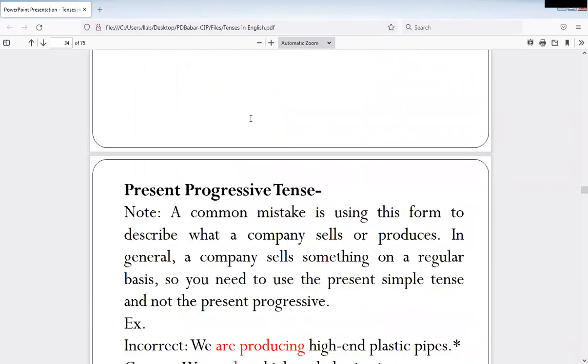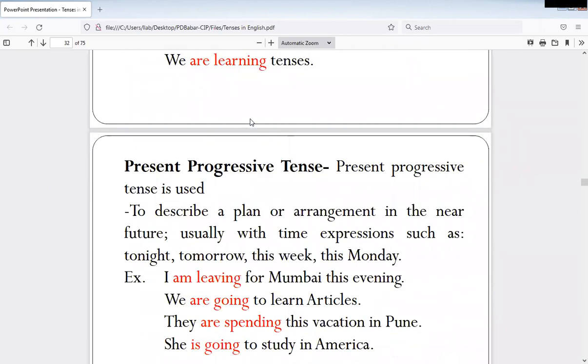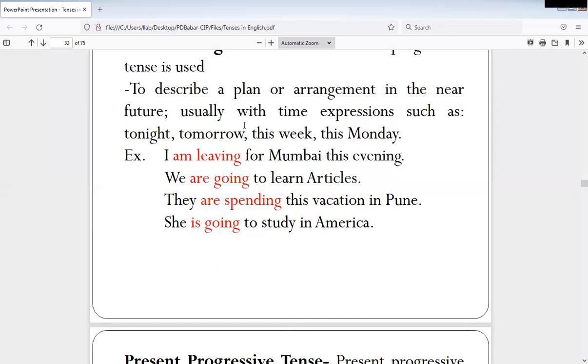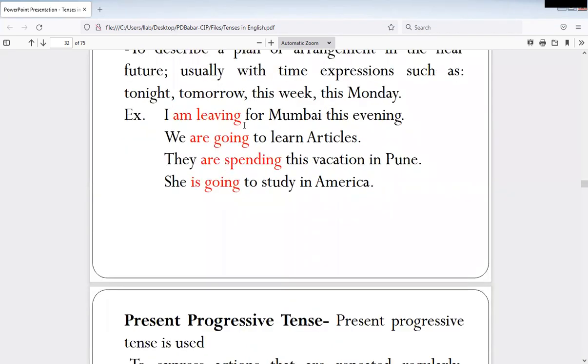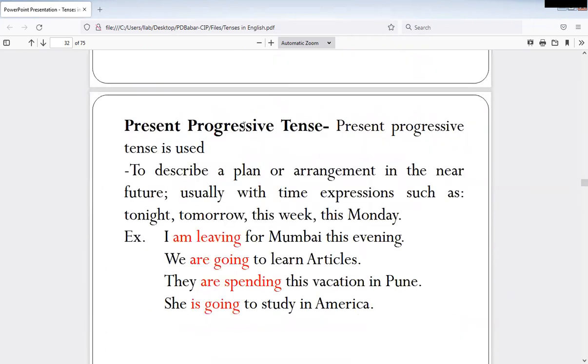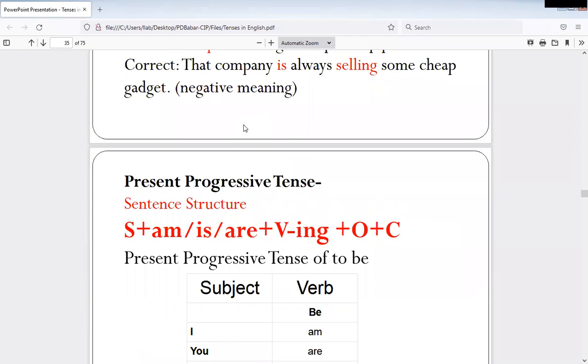In the progressive tenses we have covered first the present progressive tense. Whatever action is going on in the present, or continuous in the present, that action comes under the present progressive tense, and its structure is subject plus am, is, are plus VING. So that is the structure of this tense.